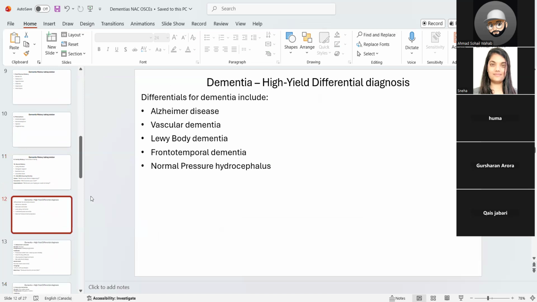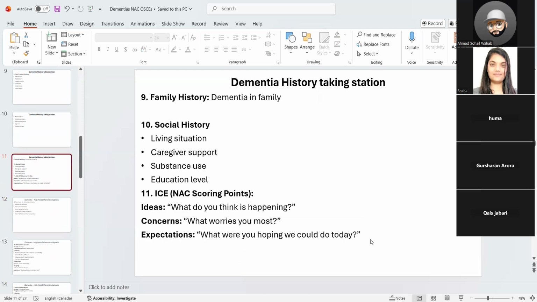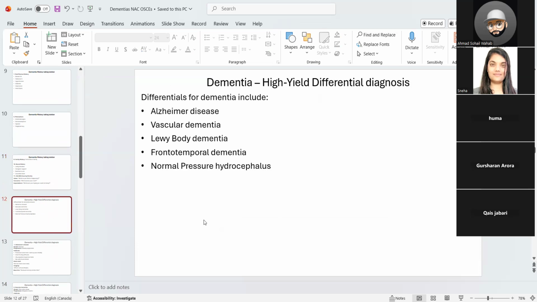Once we are done with all this, history taking is complete. In case you go into a station with memory impairment and the station asks you for differentials, dementia itself can be any of these: Alzheimer's, vascular dementia, Lewy body, frontotemporal, normal pressure hydrocephalus, delirium. It could also be normal aging versus dementia. So make sure you are taking these into consideration.